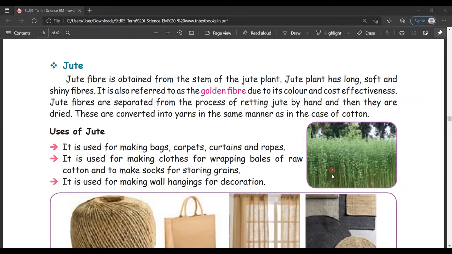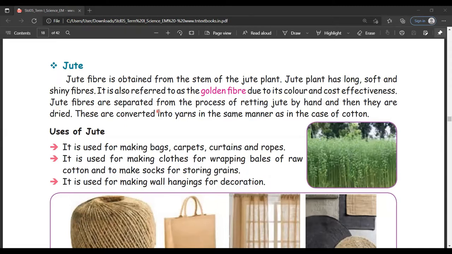How does the jute plant look? It is long, soft and also shiny. Okay? The jute plant is referred to as the golden fiber, because of its color and cost effectiveness. It is also referred to as the golden fiber due to its color and cost effectiveness.